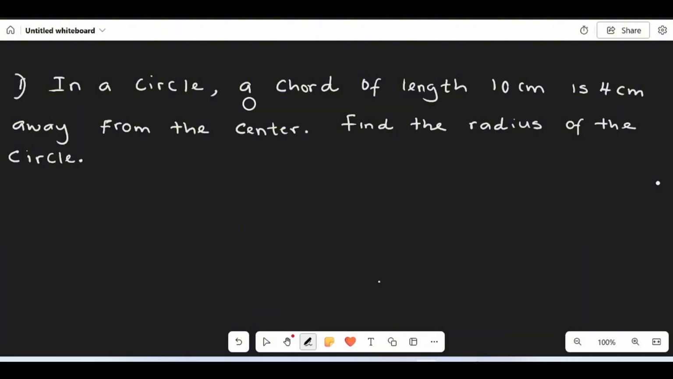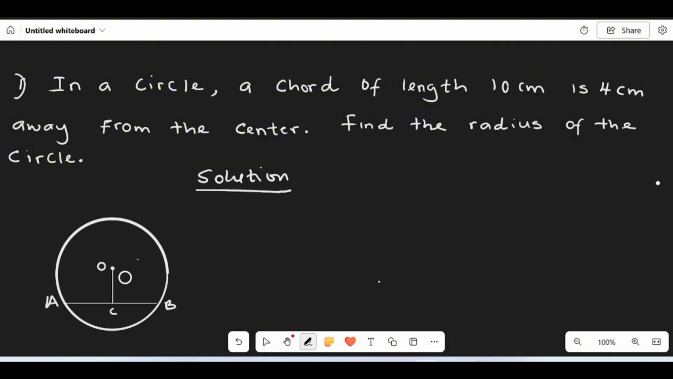Let's consider this example. In a circle, a chord of length 10 cm is 4 cm away from the center. Find the radius of the circle. Solution. The given question can be represented by using this diagram. Our chord is of length 10 cm and the perpendicular bisects the chord. So we can say our AC is 5 and our CB is 5. So let us join OB.